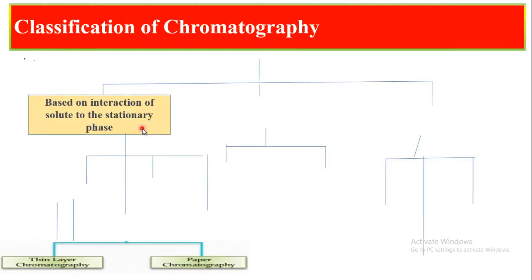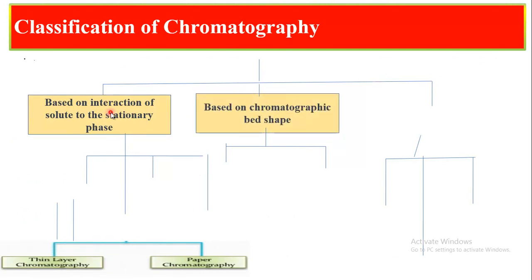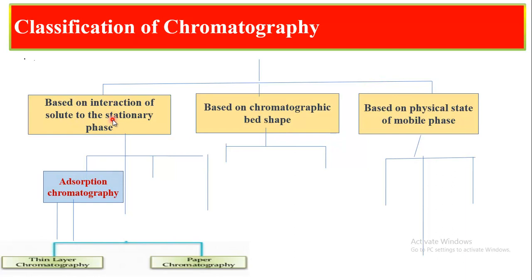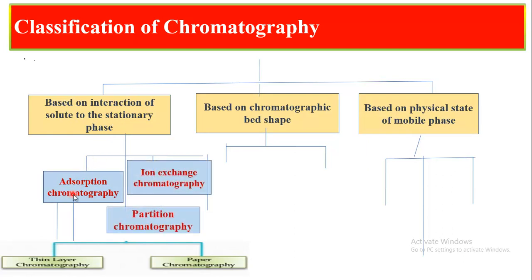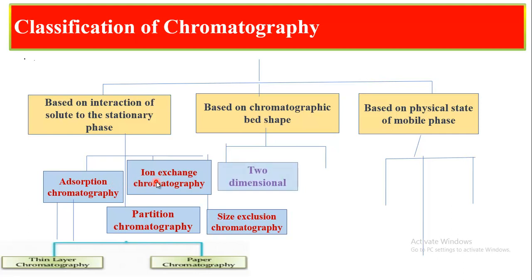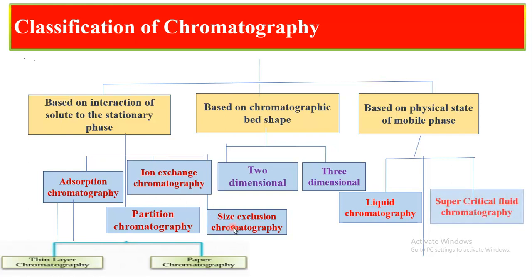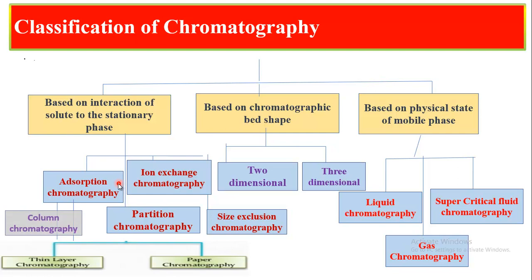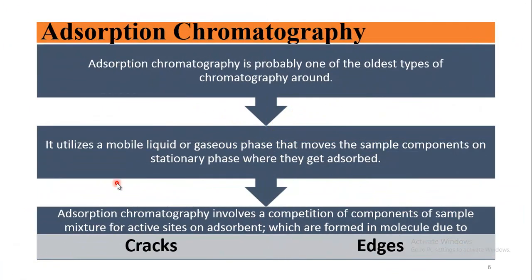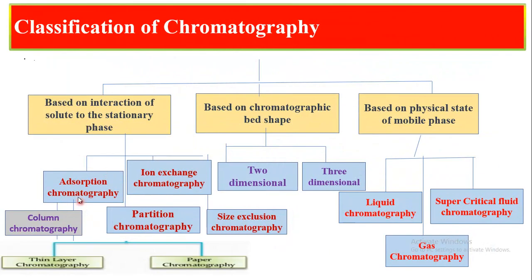So what are the classifications of chromatography? First, based on the interaction of the solute with the stationary phase, it is divided into adsorption chromatography, ion exchange, partition, and size exclusion chromatography. These four types are based on the stationary phase. Which type of stationary phase have we used?